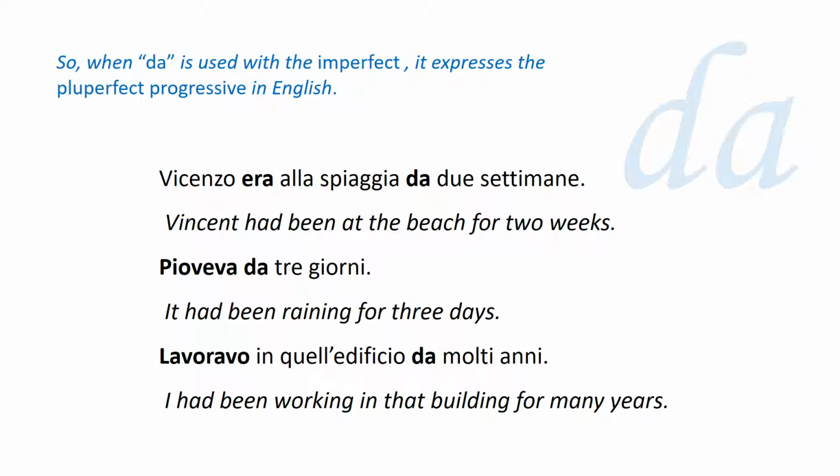Pioveva da 3 giorni. It had been raining for 3 days. Again, we just have a simple imperfective tense in Italian, but followed by the da. We can no longer translate it as a simple past or as a past continuous. We have to put it into this pluperfect continuous tense. It had been raining. Lavoravo in quell'edificio da molti anni. The lavoravo is translated by had been working, so you get I had been working in that building for many years.